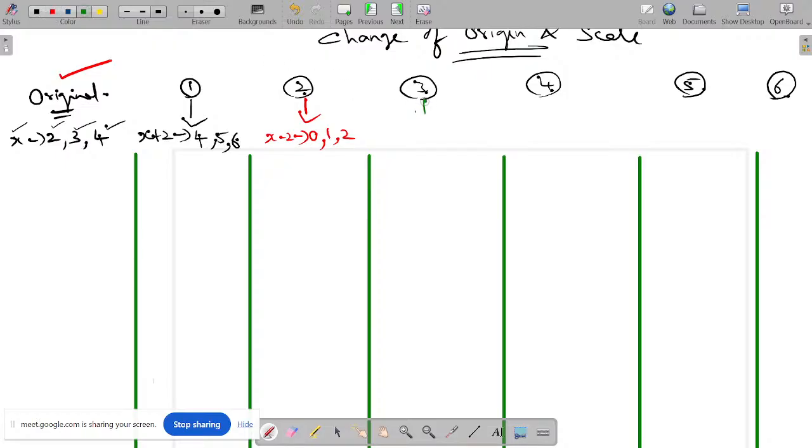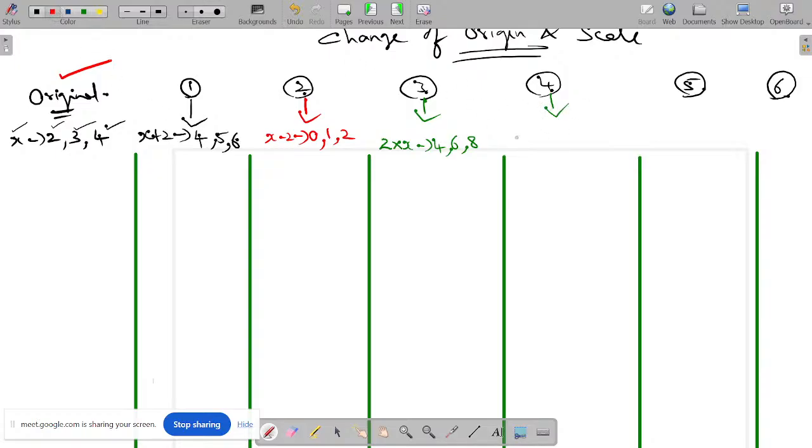Third case, from the value I multiply. Instead of taking x, I take 2 into x. What happens? 2 to 4, 3 to 6, 8. What happens means we are going to check all the measures. It's a comprehensive work, but no issues. We'll do it once. Next case.